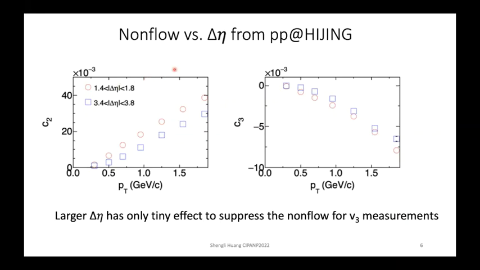We ran some HIJING simulation, comparing the different eta gaps we used. The red one is more like what we use in the mid-rapidity, and the blue one is more like the mid and backward rapidity. You can see for v2, if we make the rapidity gap larger, then the non-flow will be further suppressed, right? That's expected. But for v3, you see it does not change much. It's almost similar. That tells us the eta gap does not matter much for the v3 measurement.